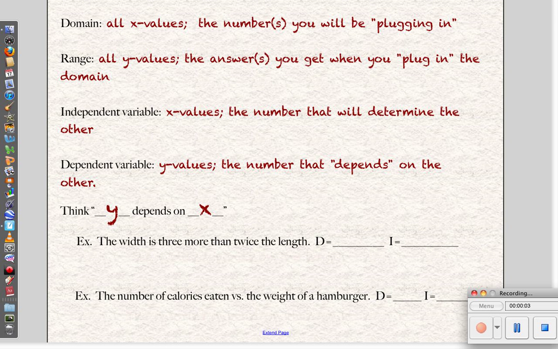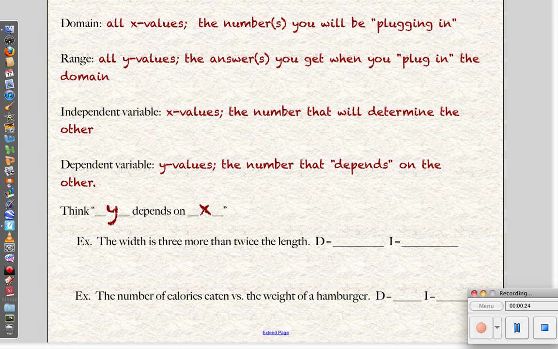Okay, so here is part 2 of chapter 4, section 2. So you should have your notebook out, or you should have your notes out, and you could be filling in some definitions here. So I'll just talk while you fill in, or you could just pause it and fill it in and then continue. So the domain is all the x values.